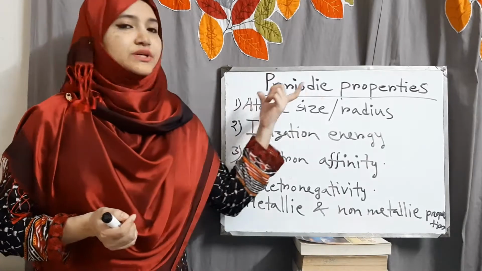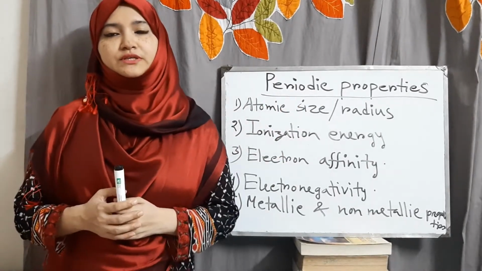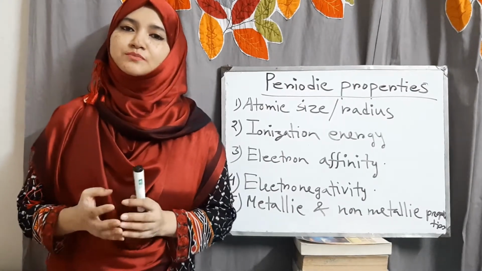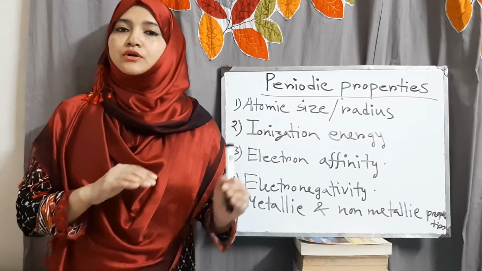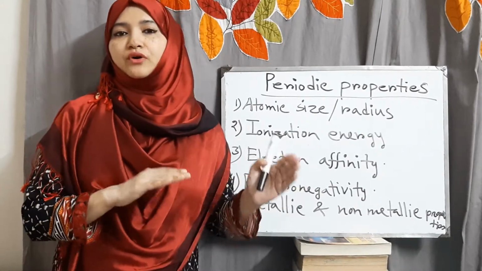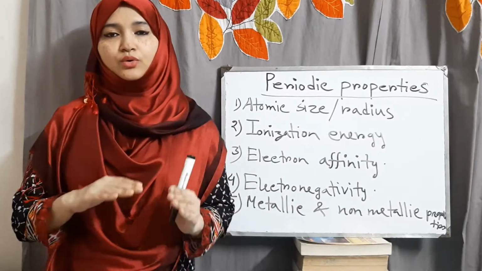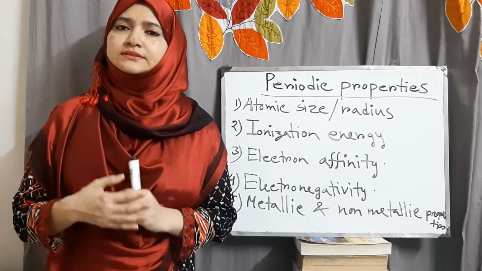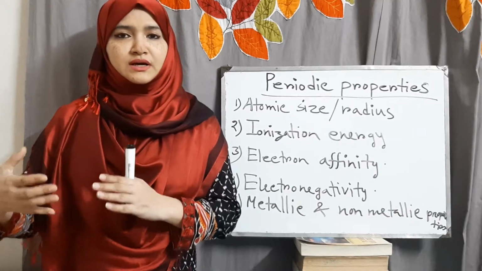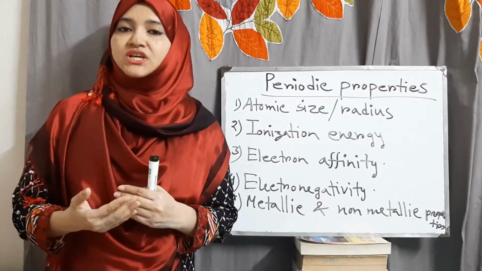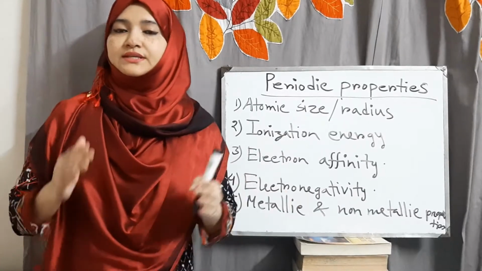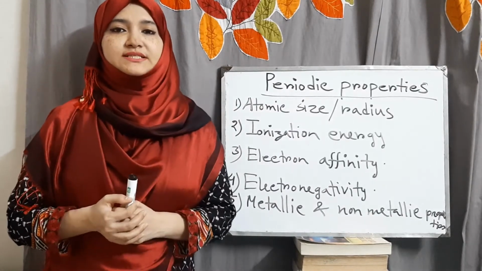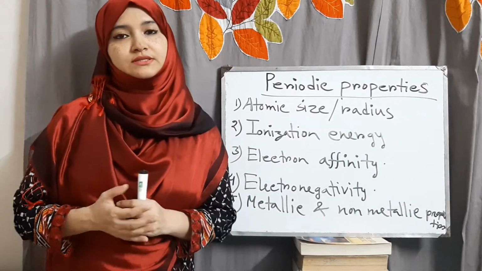This is about periodic property. Periodic property of elements in the periodic table. The elements in the periodic table have some properties which change periodically, from left to right. If we go from left to right in a period, these properties show some periodic trends. They change gradually from left to right and also from top to bottom, and these properties are called periodic properties of the elements.